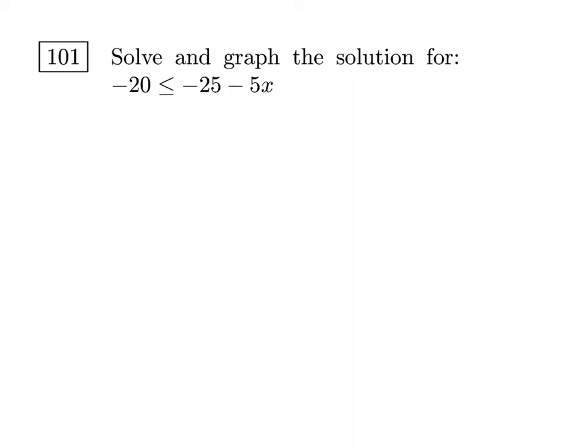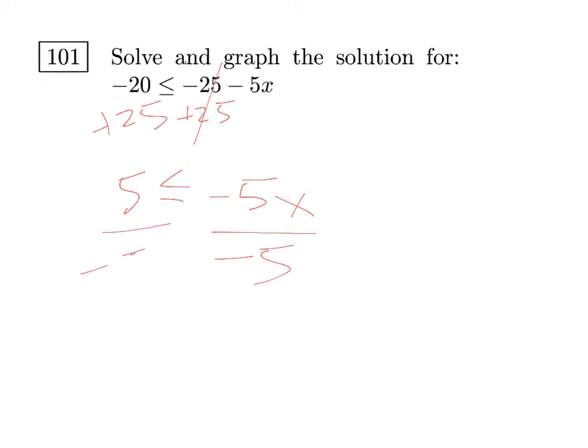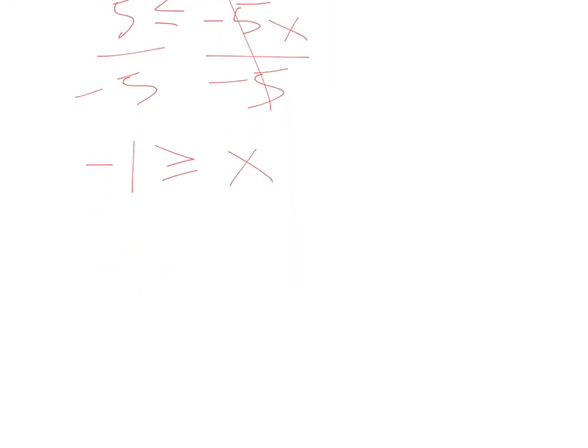All right, solve and graph the solution for negative 20 is less than or equal to negative 25 minus 5x. So I'm going to add 25 here. I get 5 is less than or equal to negative 5x. And I divide by negative 5. Since I'm dividing by negative 5, I flip the sign. And now since the variable is on the right side, I want to bring it over to the left, so I switch everything. Okay.